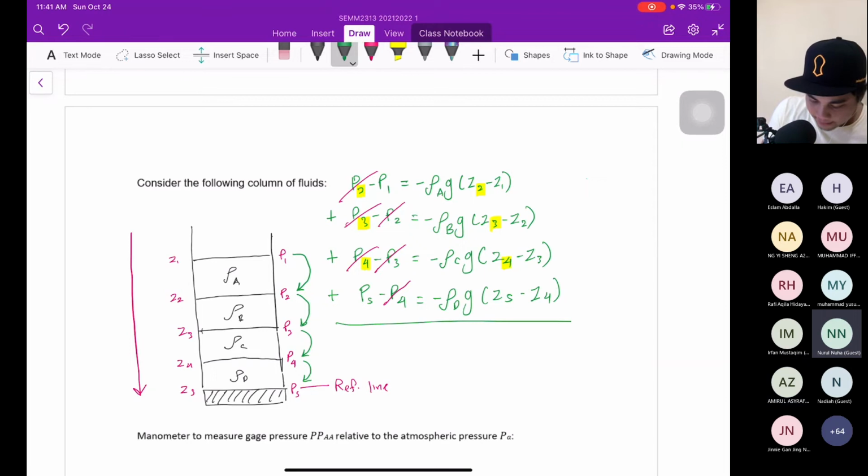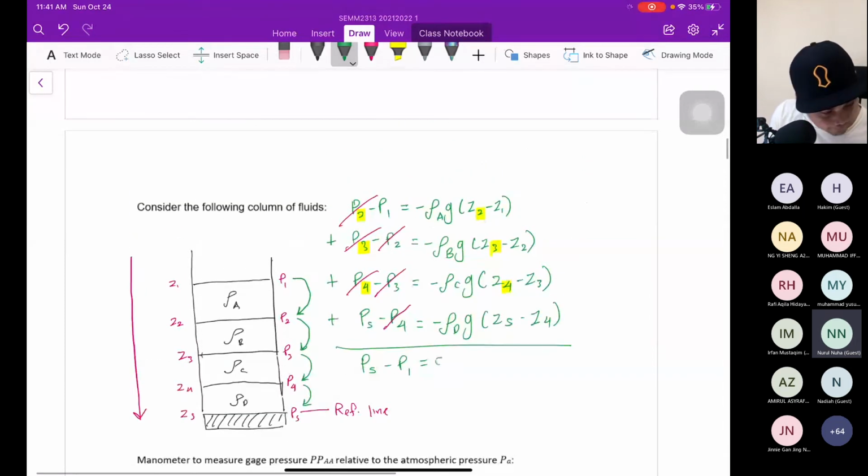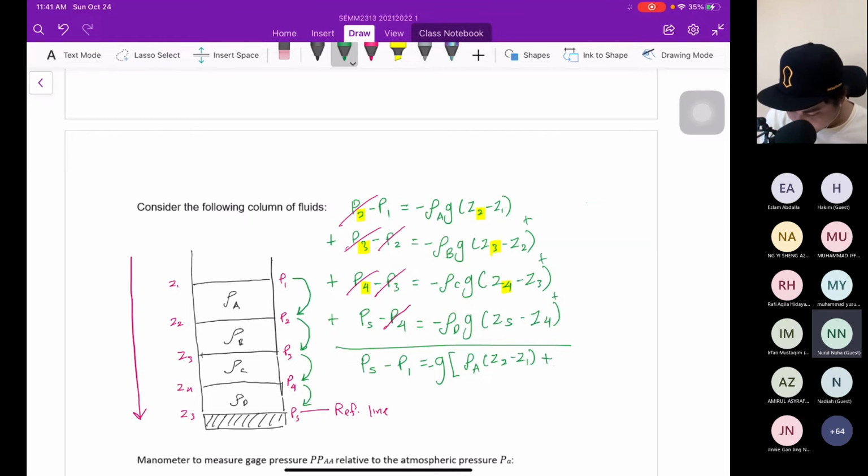P5 minus P1, yes, because this is plus. So in all the equations here, you factorize g outside the bracket: rho A, Z2 minus Z1. This is factorized negative here, and then you need to plus all of this.